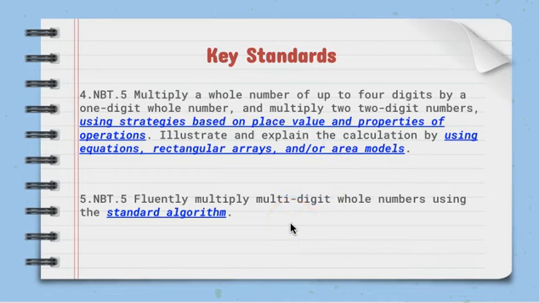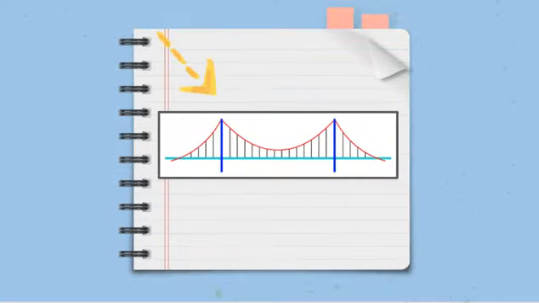Now, the standard algorithm is still using properties and place value. However, we're getting to some shortcuts, right? Because we see the pattern and structure, we're using some shortcuts in that algorithm, all right?